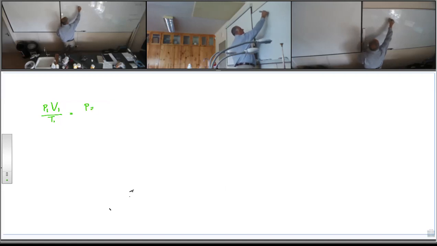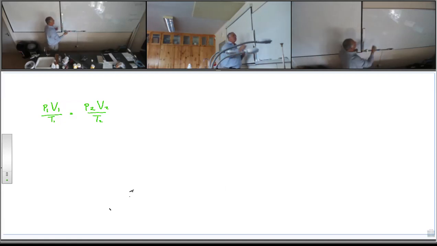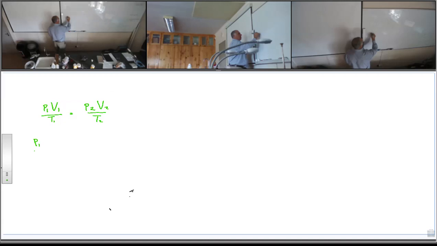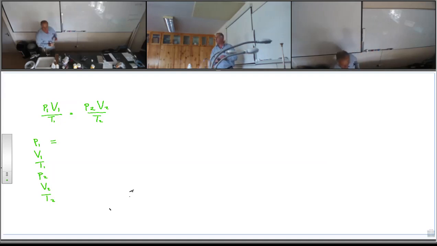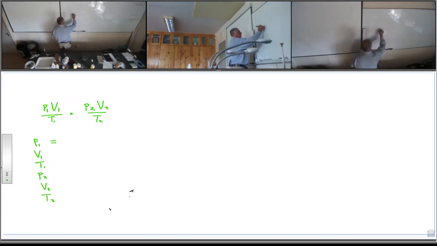Now the formula that you are told to use: P1 V1 over T1 equals P2 V2 all over T2. Let's list what we need for these formulae: P1, V1, T1, P2, V2, T2. Can anyone tell me what is pressure 1? Initial pressure. 120 kPa, kilopascals.